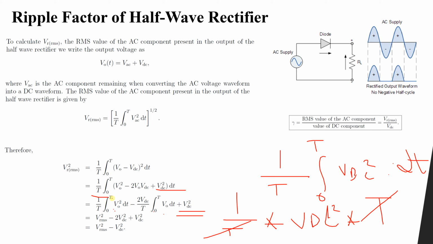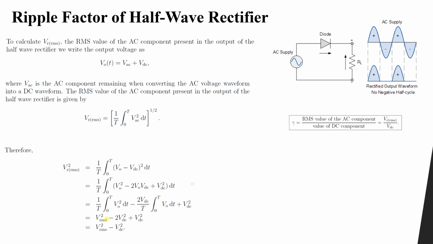Now 1 over T, integration from 0 to T of the whole signal square. Do you remember what this represents? This is VRMS square, the root mean square of the whole signal. 1 over T, integration from 0 to T of the square of the voltage, under the square root, gives us VRMS of the whole output. However, since we don't have the square root, it will be only the square of this voltage. Minus 2 VDC over T, integration from 0 to T of Vout dt.